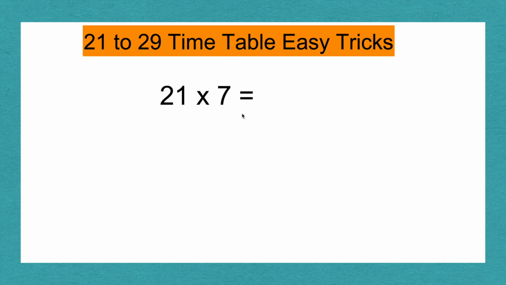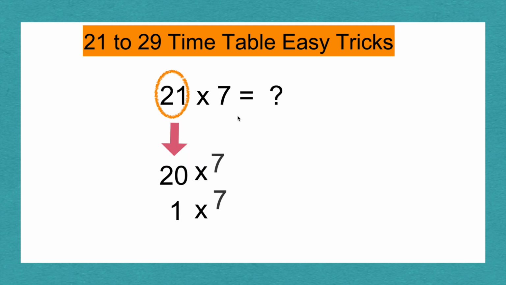First, we are going to solve 21 times 7. We are going to circle 21 and split it by the tens and ones place, which is 20 and 1. Then we are going to multiply it by 7, because 7 is the other number. 2 times 7 equals 14. When we add the 0 to 14, 20 times 7 equals 140. And 1 times 7, of course, equals 7.